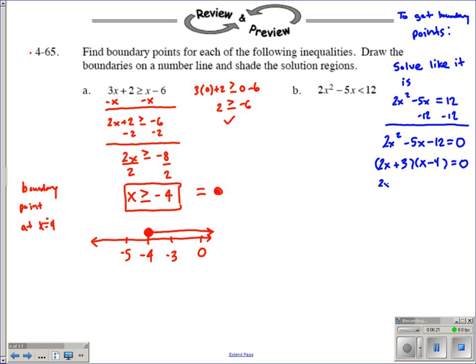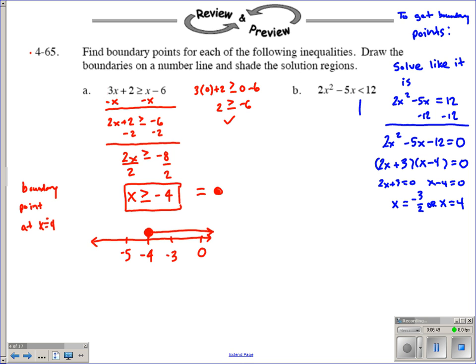We're going to say 2x plus 3 equals 0 and x minus 4 equals 0. Using the zero product property, we're going to figure out what values of x would make this a true statement. So when I take that and set this equal to 0 and solve it, I should get x equals negative 3 halves or negative 1.5. And this one would be x equals 4. Okay, so we have that or that.